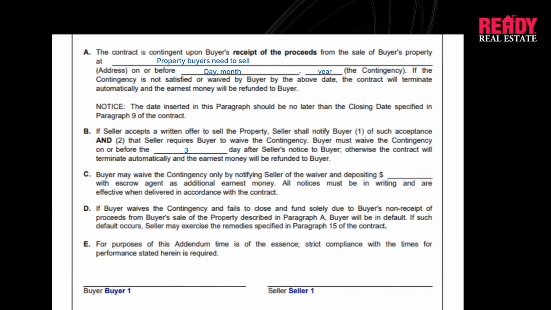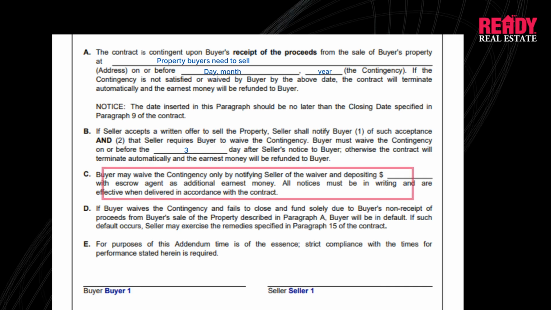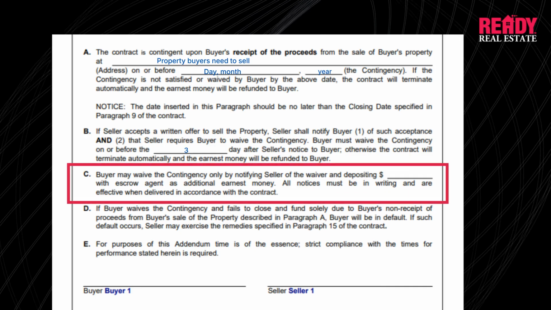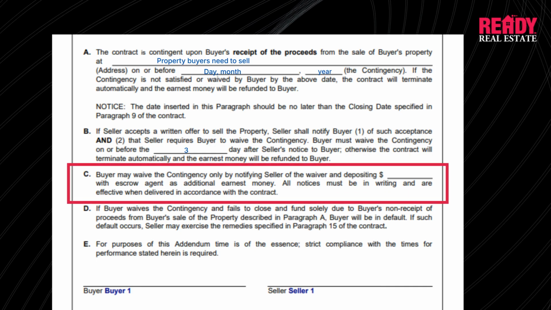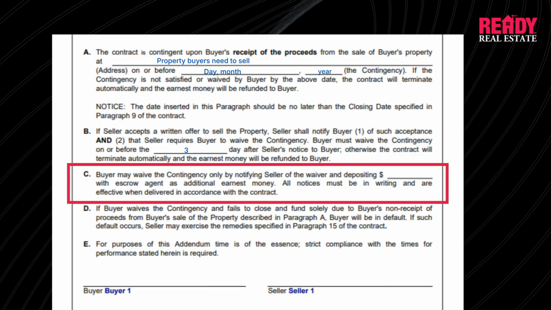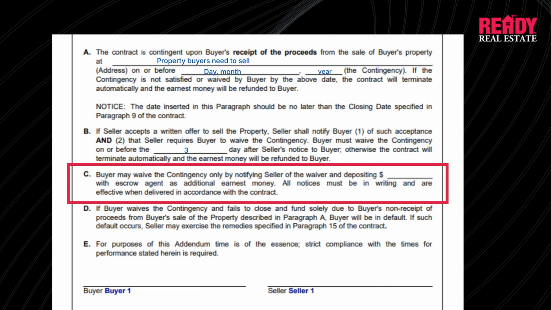In paragraph C, there's one key blank. Buyer may waive the contingency only by notifying seller of the waiver and depositing X amount with escrow agent as additional earnest money. Fill in the dollar amount of additional earnest money the buyer must deposit if they choose to waive their contingency. This is where your earnest money strategy becomes critical.